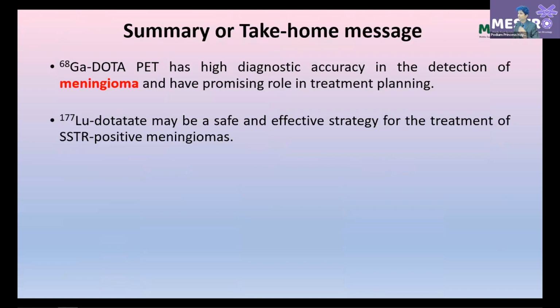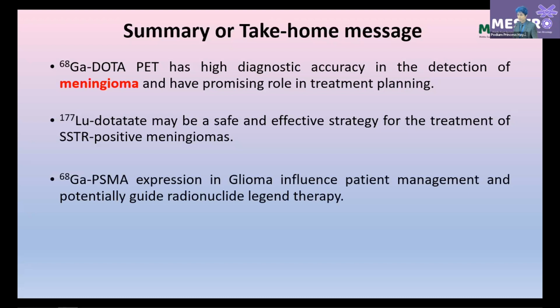I am going to conclude; this is the last slide. Gallium PET has a high diagnostic accuracy in the diagnosis of meningioma. It has a good role in radiation treatment planning as well, so you can include or change the planning according to the PET scan, and you can treat the patient with lutetium DOTATATE as well.